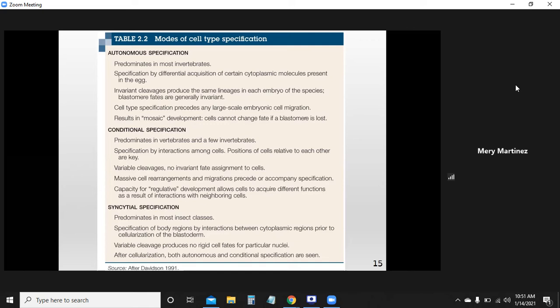So we need to have it at the very beginning to be autonomous, okay? Conditional is the specification by interaction among cells, so they require other cells and the position of those cells relative to one another, okay? If the distance is too far, the molecules that one produces won't necessarily affect the fate of the other one, okay? We're going to need a huge amount of arrangements and migrations to complete that specification, but it allows us to have a regulative development, so they don't miss parts.